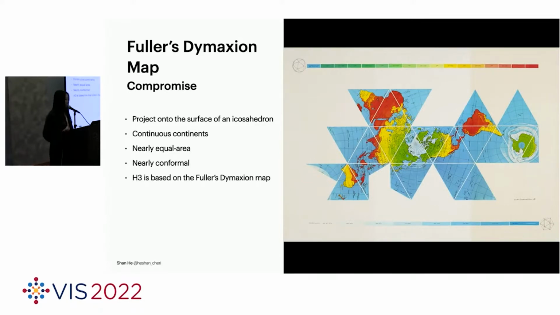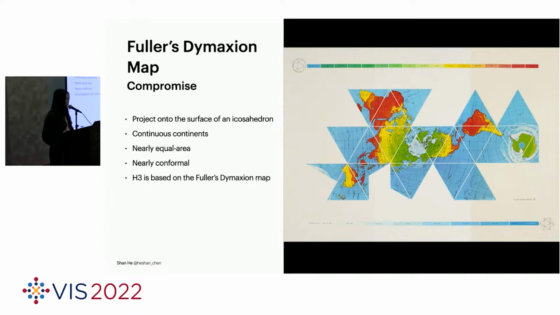This is another projection called the Fuller Dymaxion map. This is the one that is actually the foundation of what H3 is based on. This is projecting the Earth onto an icosahedron, and then unfolding it into these triangle shapes. The beauty of this projection is that you can see that all the continent surfaces are perfectly preserved. There's no breakage of them. And then you can put most of the continents onto these triangles, where you only have to break the oceans along the edges of the triangles.